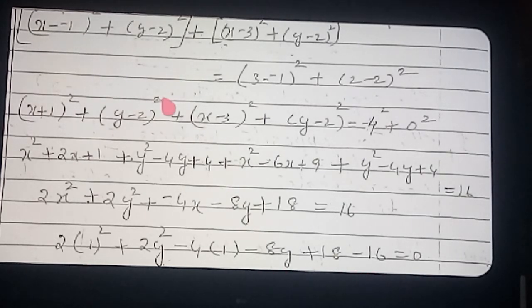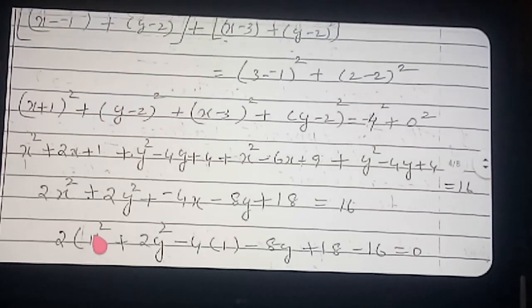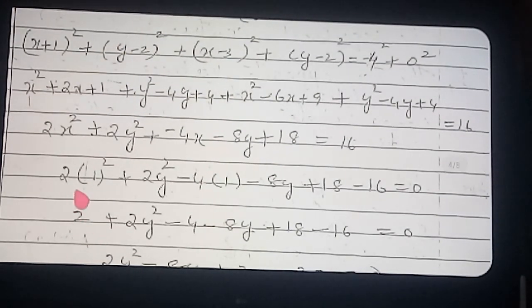Along with the value of x, what did you get? x is 1. The value of x you apply here also, already knowing x is 1. Apply here: 2 into 1 square plus 2y square minus 4 into 1 minus 8y plus 18 minus 16 equal to 0. So 2 plus 2y square minus 4 minus 8y plus 18 minus 16 equal to 0.